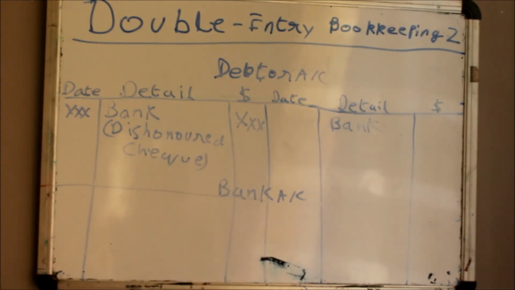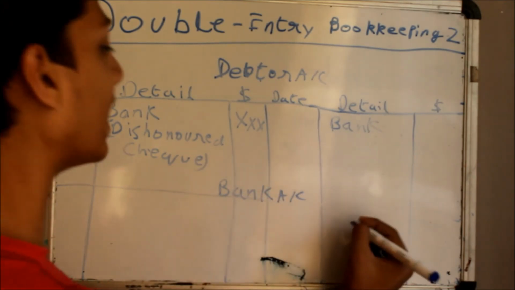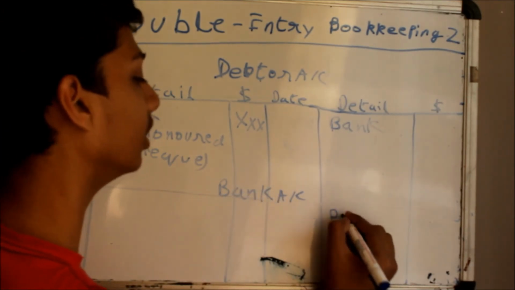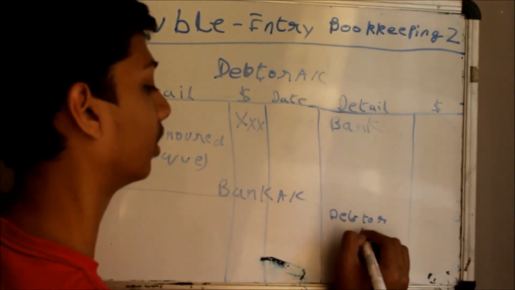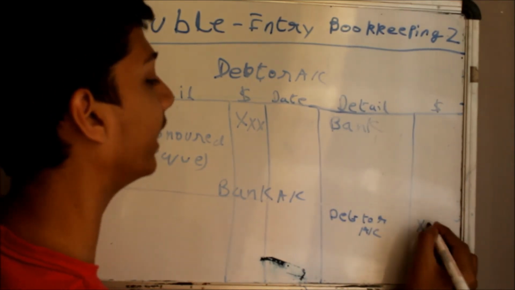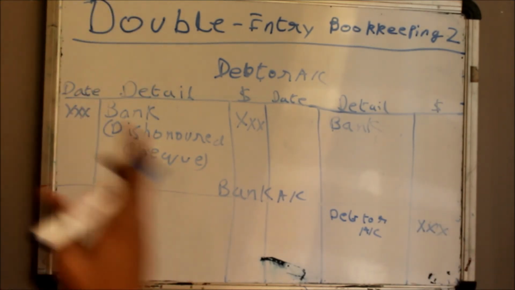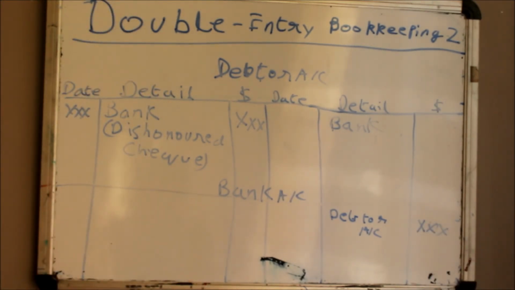Alright, so this was a dishonored check, and on the credit side of the bank account we'll write the name of the debtor, which is debtor account, and we can write it on the credit side. This completes a double entry for a dishonored check.